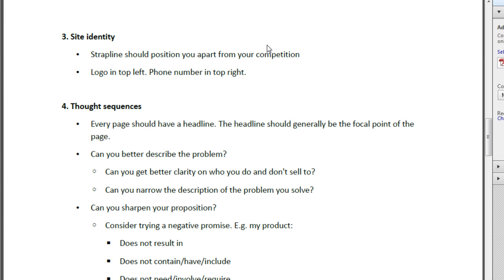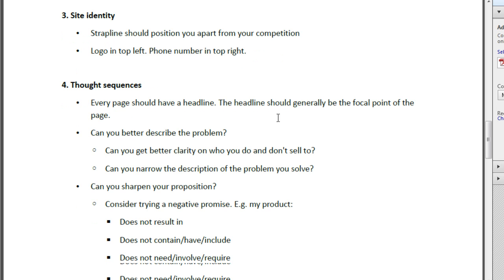So once your visitor has orientated themselves and they've established that the site identity is credible, then the next thing to think about is thought sequences. And this is the sequence of thoughts that you ask people to go through as they look through your landing page.